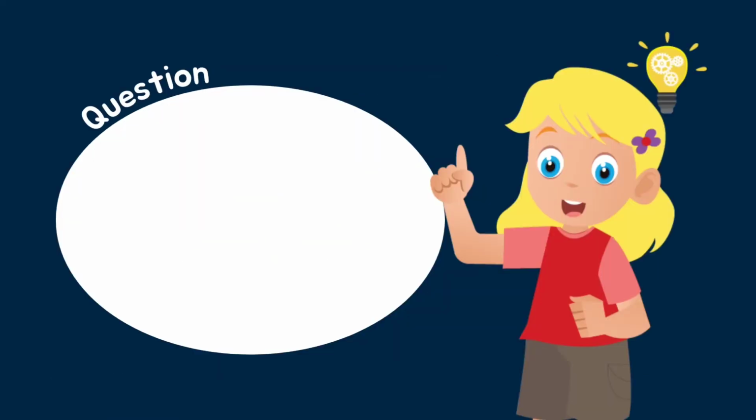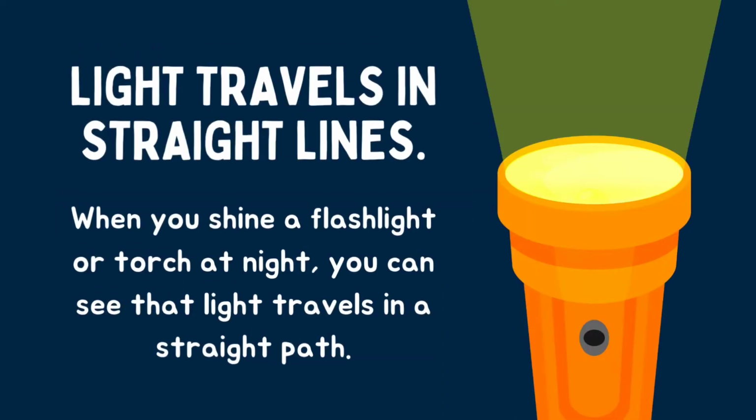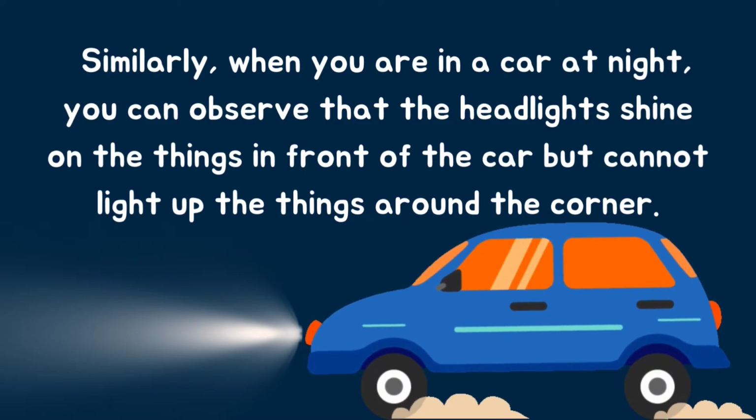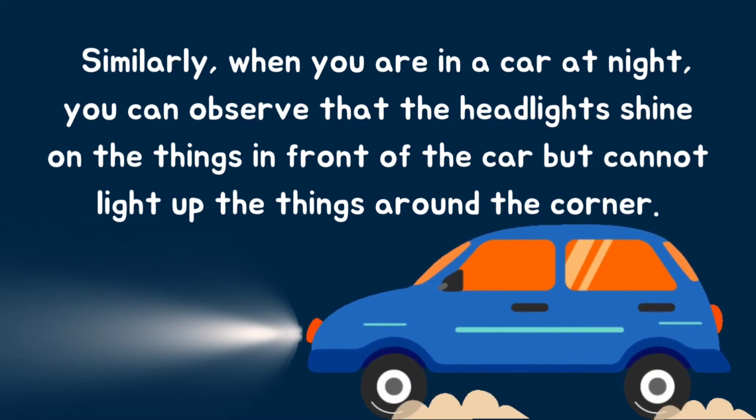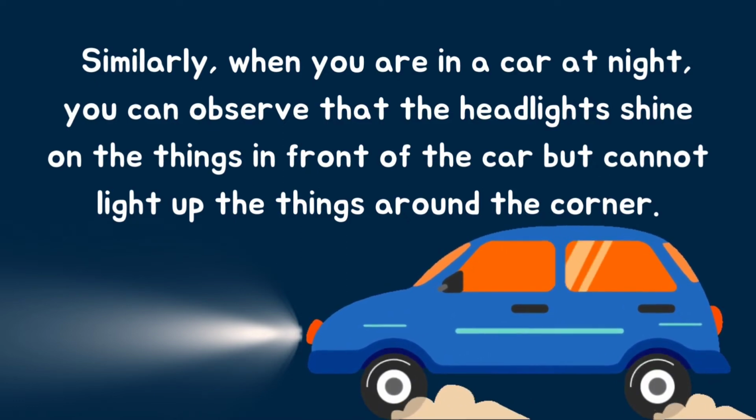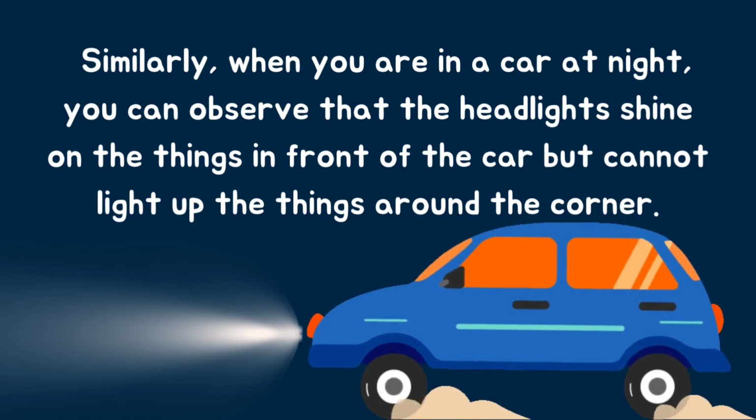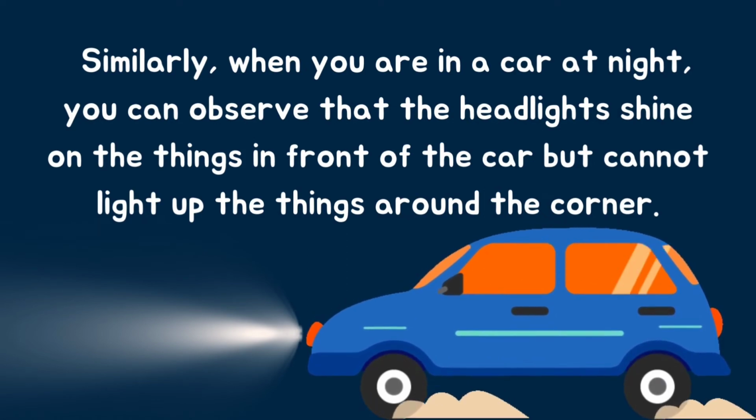This time, let's find out how light travels. Light travels in straight lines. When you shine a flashlight or torch at night, you can see that light travels in a straight path. You can also observe that using a laser. And similarly, when you are in a car at night, you can observe that headlights shine on the things in front of the car, but cannot light up the things around the corner.